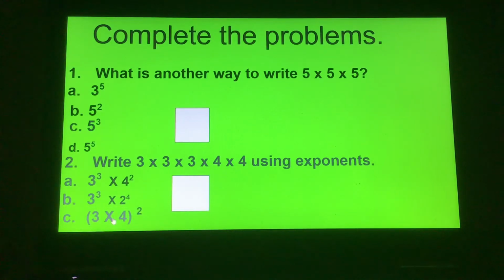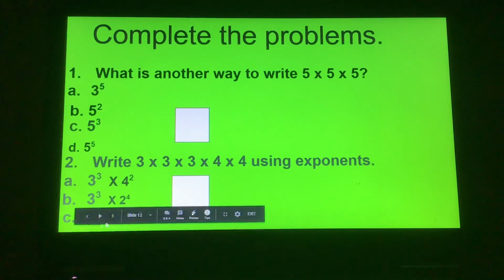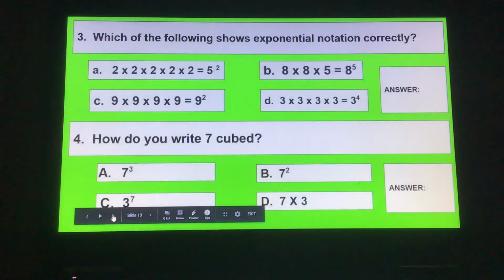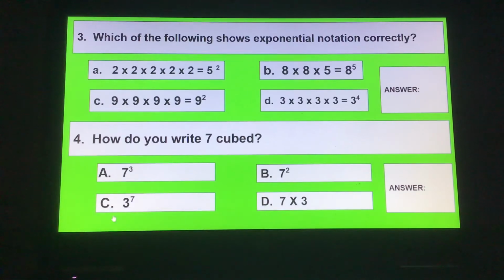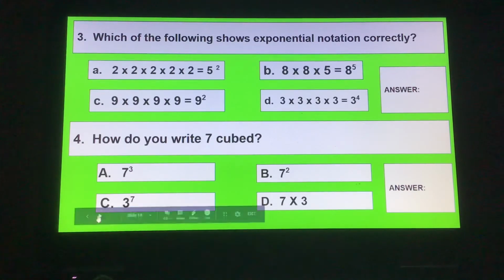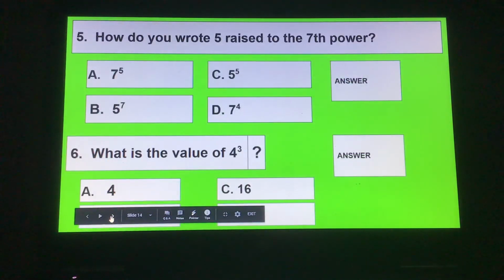Number 1, what is another way to write 5 times 5 times 5? And then you're going to put your answer here, A, B, C, or D. And number 2, 3 times 3 times 3 times 4 times 4. Using exponents, write what the answer would be. Number 3, which of the following shows exponential notation correctly? So look at each one and see which one is correct, and then put your answer in the box on the right. Number 4, how do you write 7 cubed? So put your answer A, B, C, or D on the right-hand side.